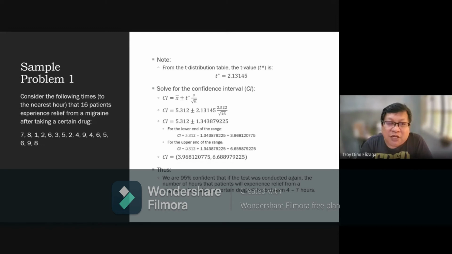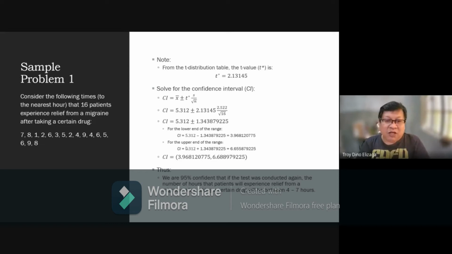And after computing everything, we get the answer, which is 1.3438792225. Now, this answer we add and we subtract to our mean, which is 5.312, to get the confidence interval. So the lower range is now 3.968120775, and then the upper range is 6.688979225. So what does this mean?